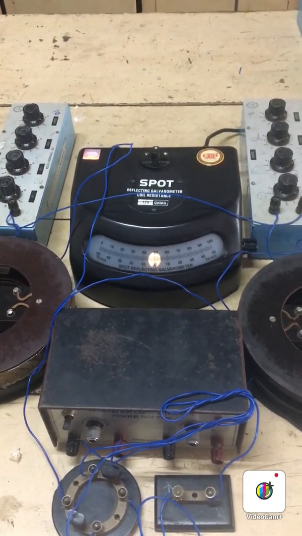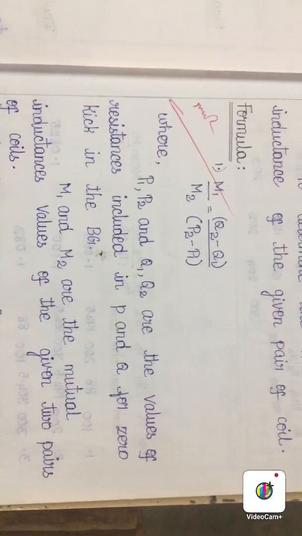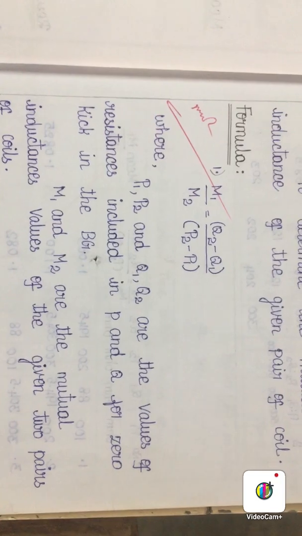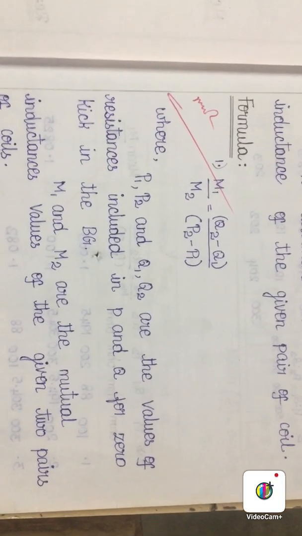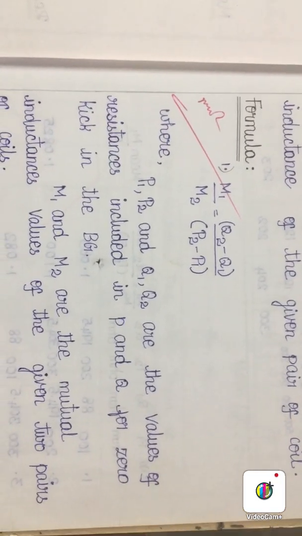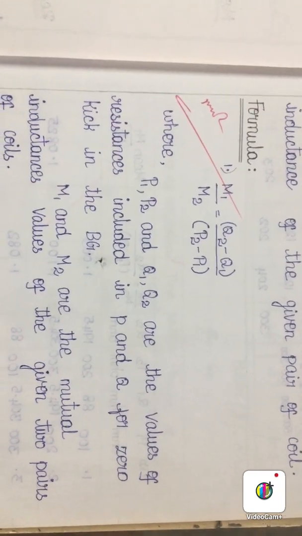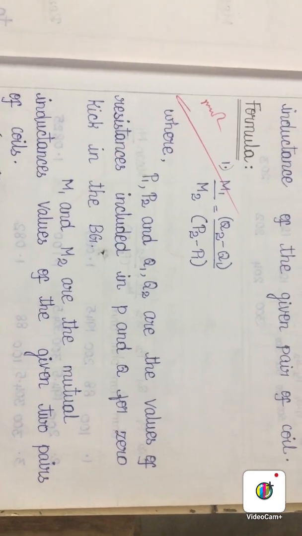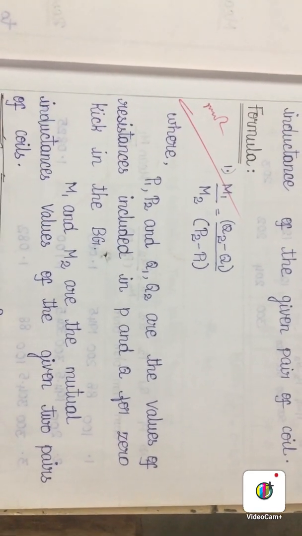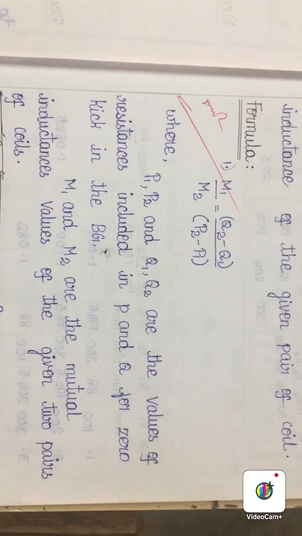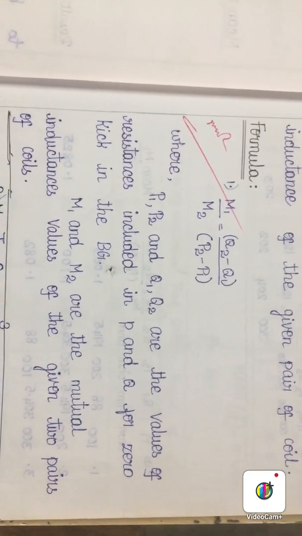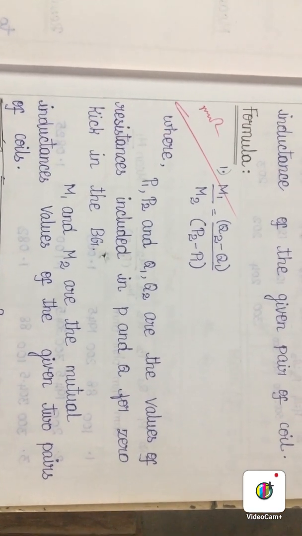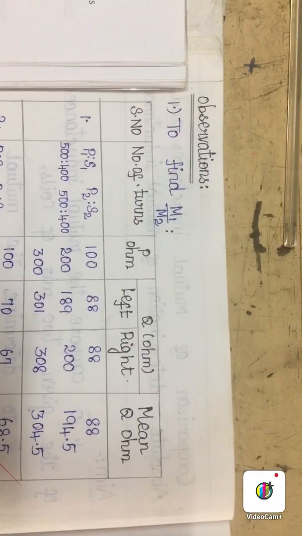Let's see the formula and tabular column. This is the formula we are going to use for the calculation of the ratio of mutual inductance M1 and M2, which is equivalent to Q2 minus Q1 divided by P2 minus P1, where P1, P2 and Q1, Q2 are the values of the resistances included in resistance boxes P and Q for 0 kick in the BG. Similarly, M1 and M2 are the mutual inductance values of the given two pairs of coils.